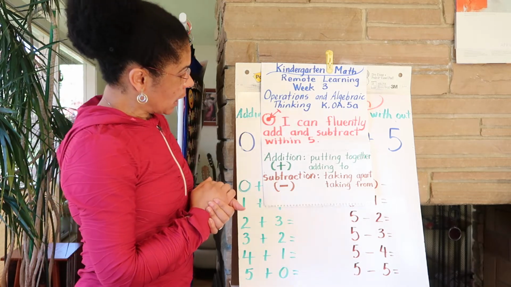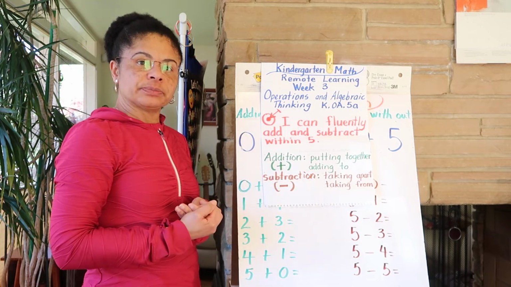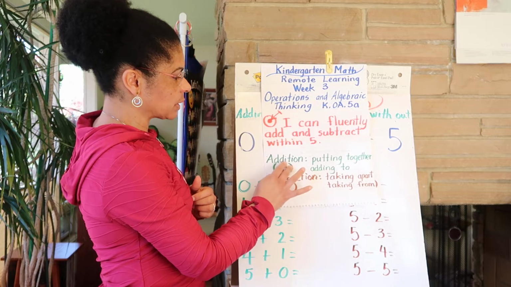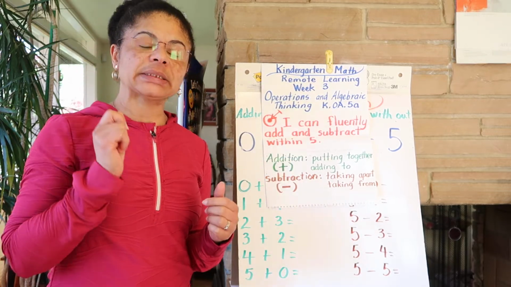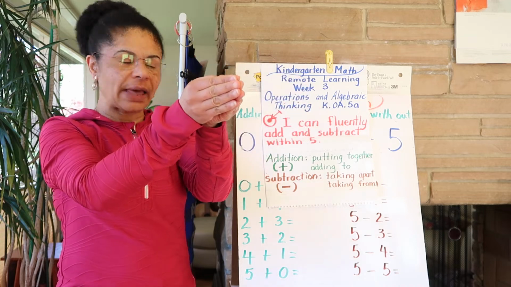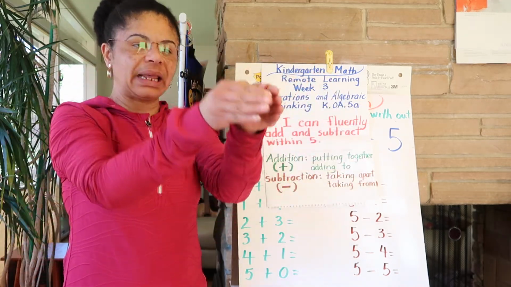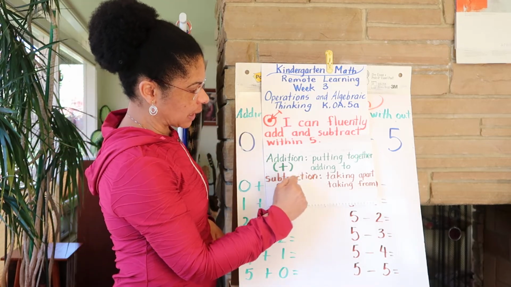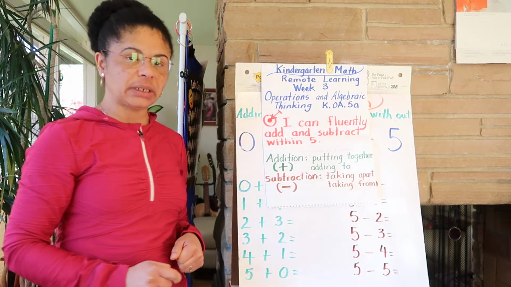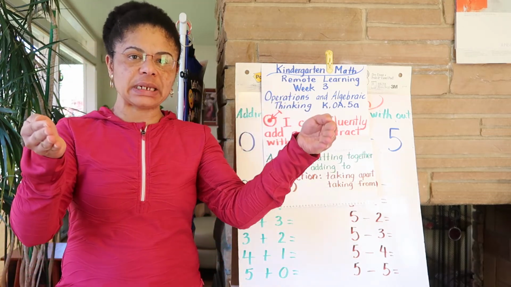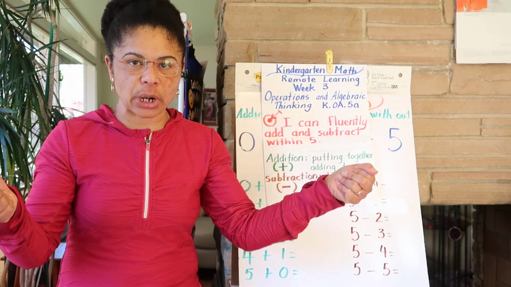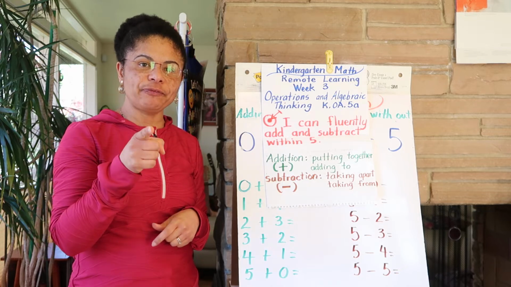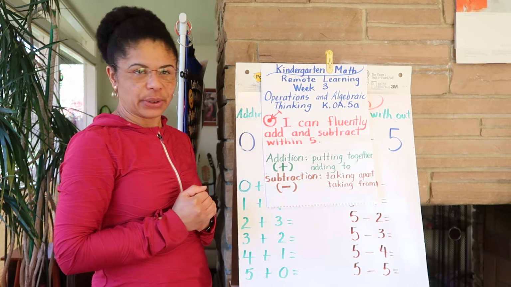Okay? So let's talk about addition. When we talk about addition, as mathematicians, we need to understand that addition means putting together. Addition means adding to. When we talk about subtraction, we need to understand that subtraction means taking apart, taking from. And with those two ideas, watch me as I model for you how you could do this at home.